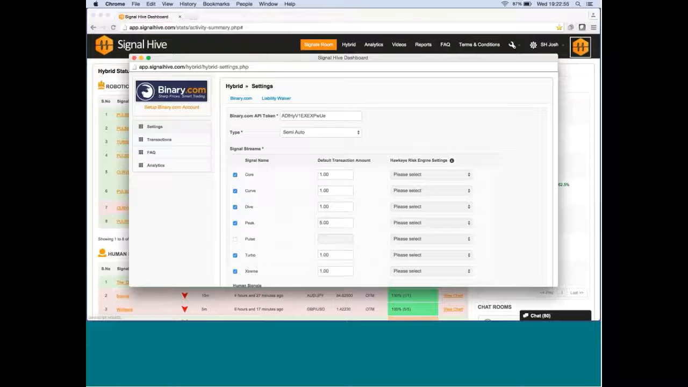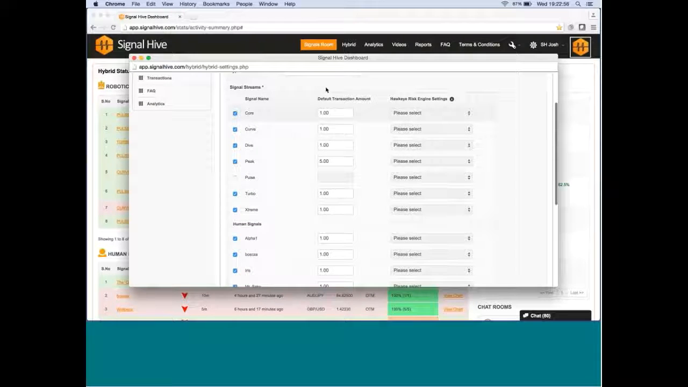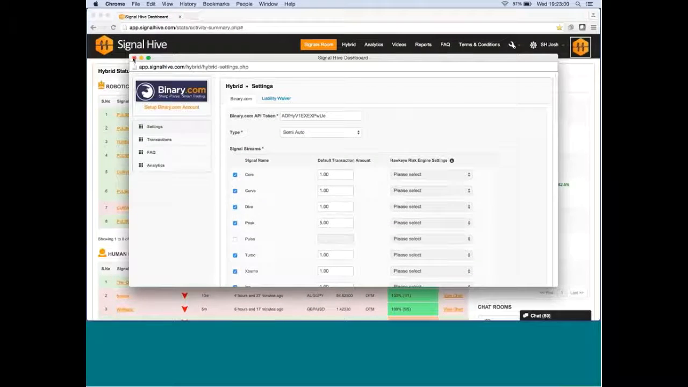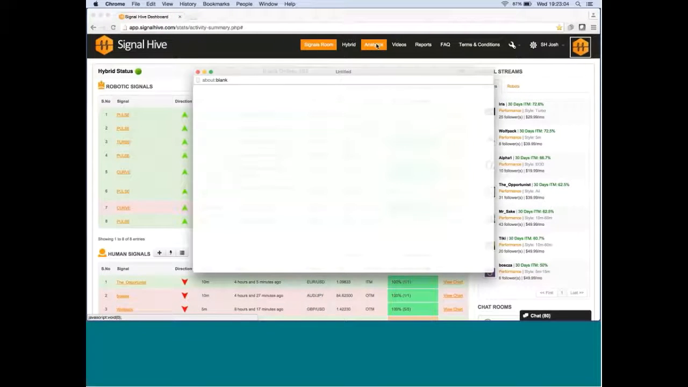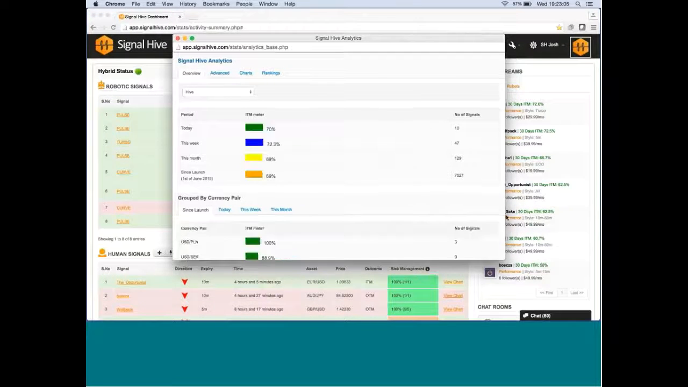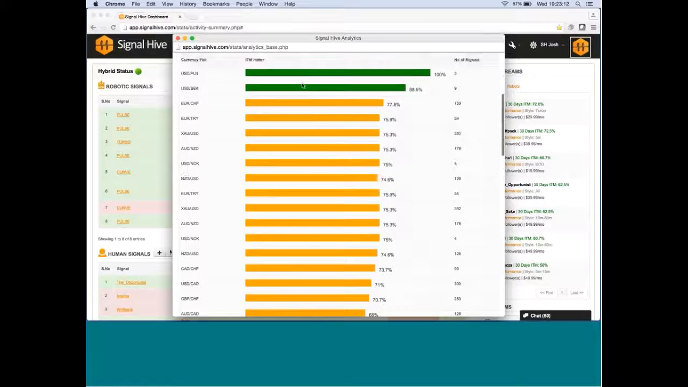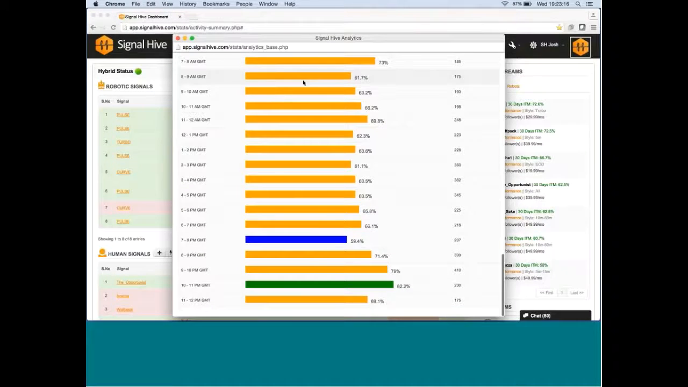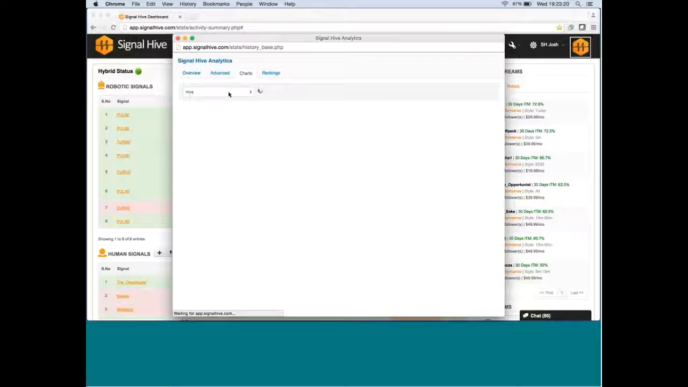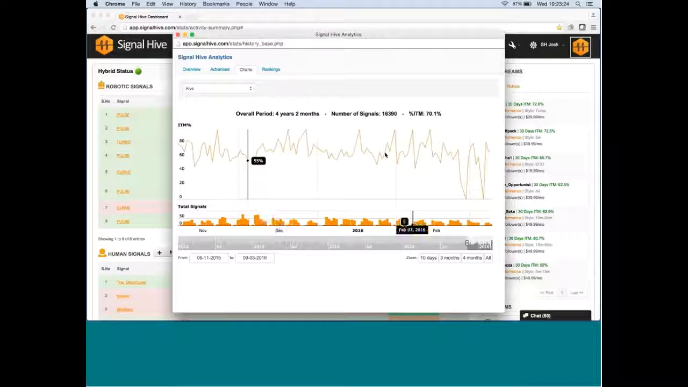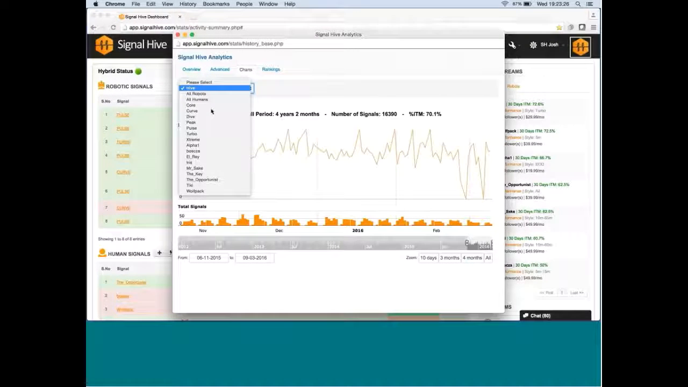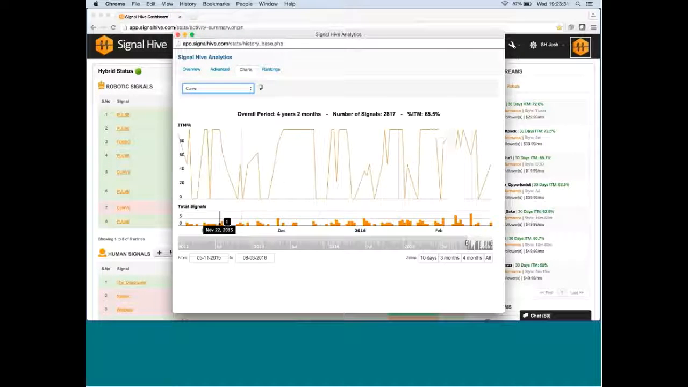We have a powerful analytics function, which shows you the win rates for all the signal streams, both the robotic and the human ones. I'll go over that in a minute. You can view it by currency pair, by time of day, and you can see how the system is performing over time as well. You can also do this on an individual stream basis. For each individual signal stream that you're subscribed to, we track this data.